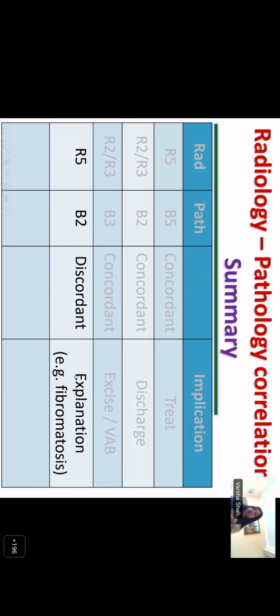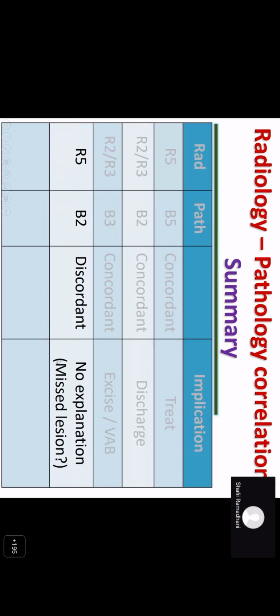So if you have any explanation, it is fine. Then we can explain to the radiologist or the surgeon that it looked like R5 mainly because it was an infiltrative lesion. But if you don't have any explanation and the radiologist is completely sure that it is an R5 lesion, it's quite likely that the biopsy missed the lesion. So the repeat biopsy would be required.